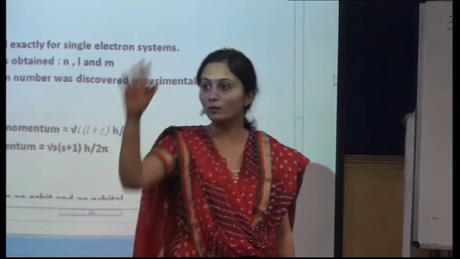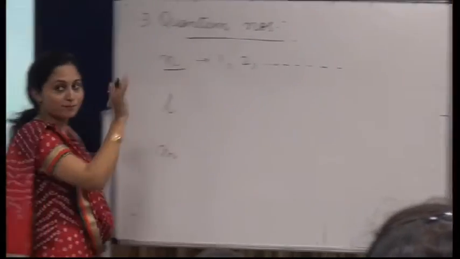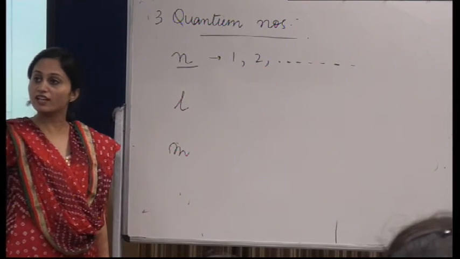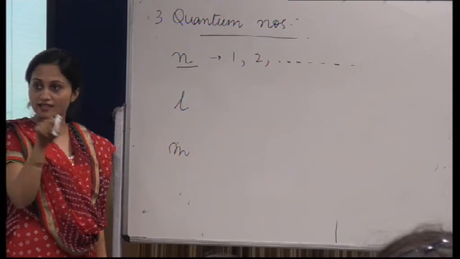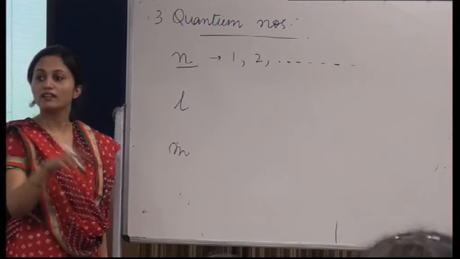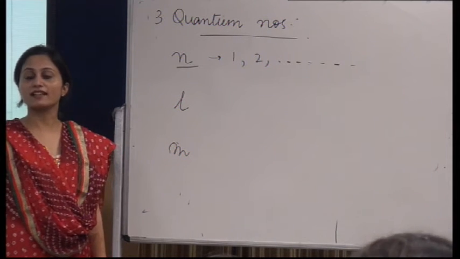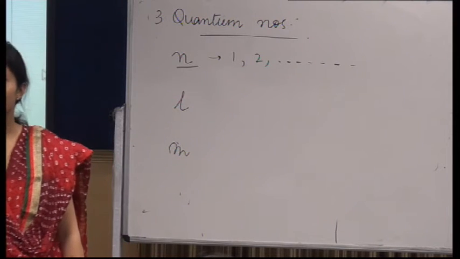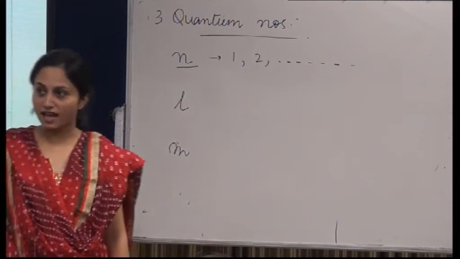Okay? For the ones who have come late, we have the Schrodinger wave equation. And when we solve the Schrodinger wave equation, what is the equation? H operator psi is equal to E psi. Clear? What is it? Say it aloud. H operator psi is equal to E psi.